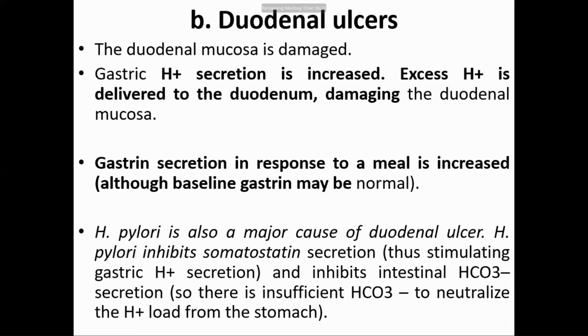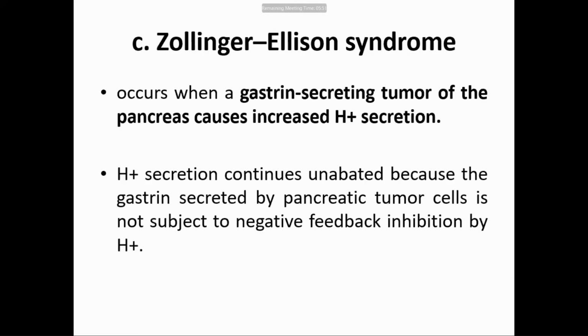If somatostatin is not secreted, then it will not inhibit the HCl secretion from the parietal cell. That means HCl will be secreted more, and bicarbonate secretion decreases. If there is an insufficient amount of bicarbonate, it will fail to neutralize the acidic pH of the stomach.